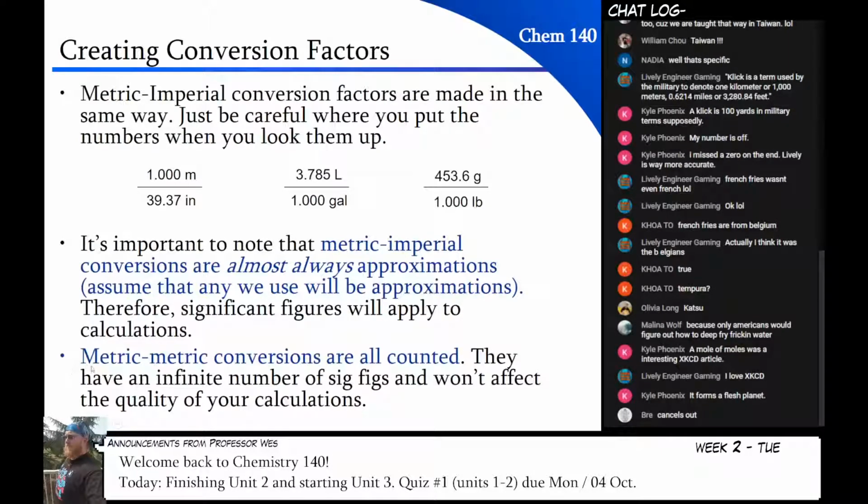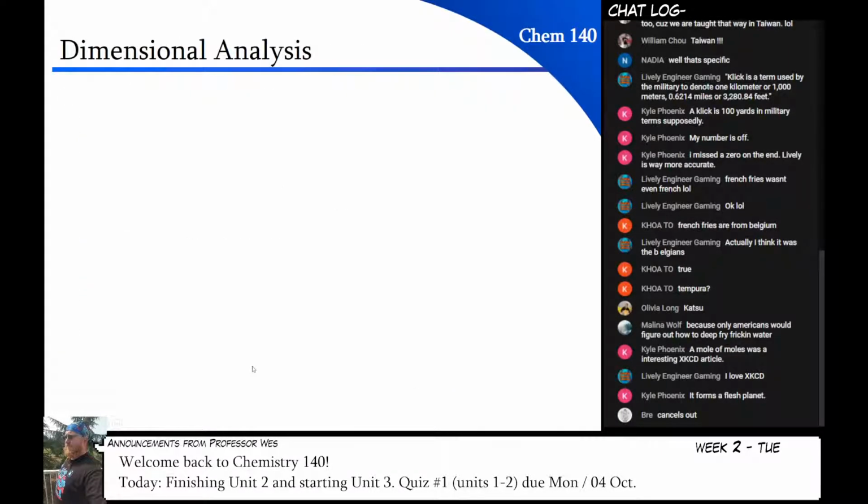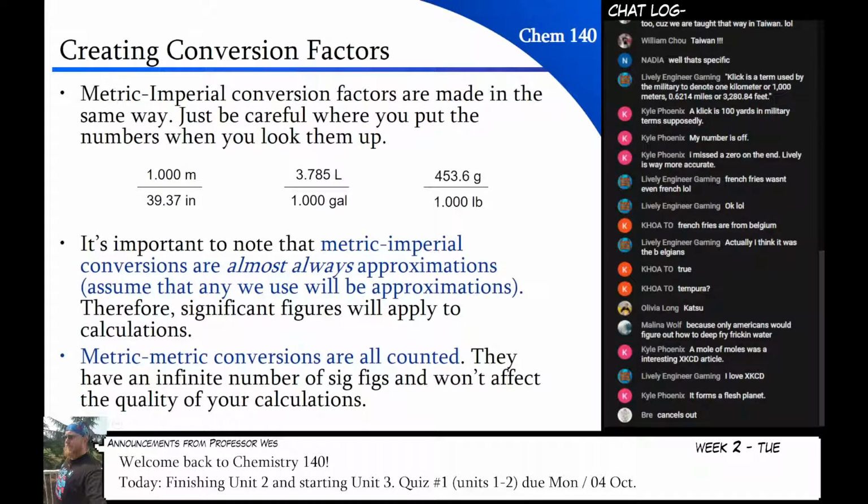Now, oops, I didn't have the pen selected. Whenever you have a metric to imperial conversion, something in there will almost always be an approximation. There is one specific one that is not. Inches to centimeters is a definition, which is weird. Oh, excuse me, I had to stretch. We're going to operate on the assumption that these are all approximations.